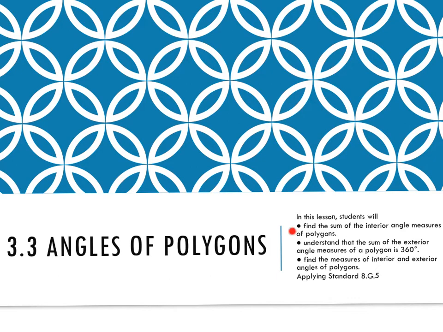Today in this lesson we are going to find the sum of the interior angle measures of polygons. So we've already looked at triangles, now we're going to look at other size polygons. We're going to understand that the sum of the exterior angles of a polygon is 360 degrees, and then we'll also find the measures of interior and exterior angles of polygons.